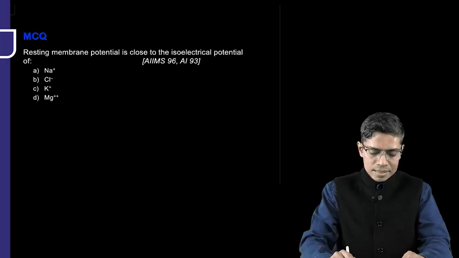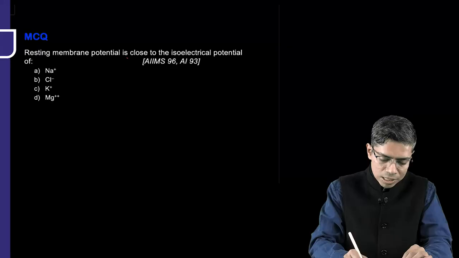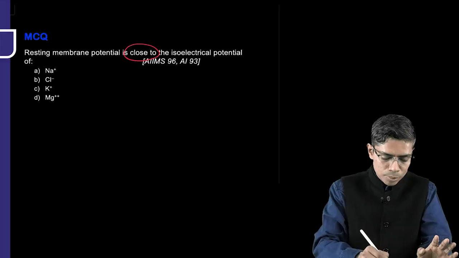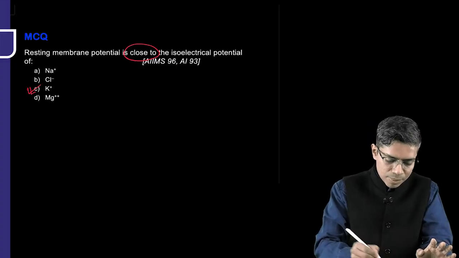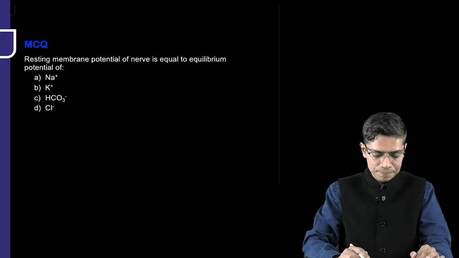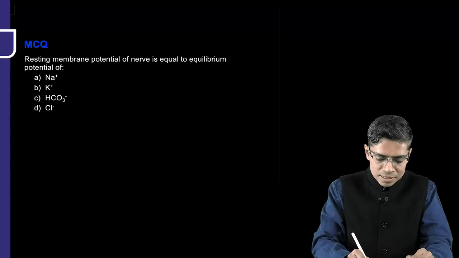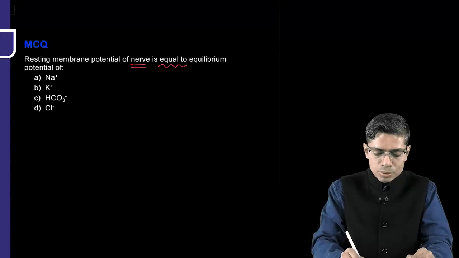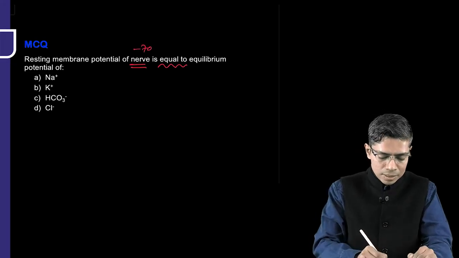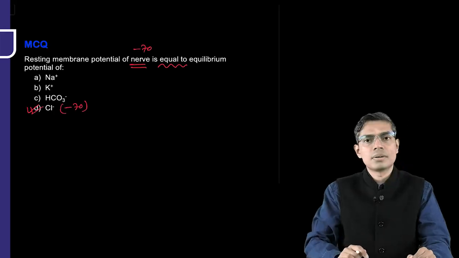Then second, resting membrane potential is close to, what they are asking, close to any cell, I'll put the answer as potassium, because they are asking the concept, that maximum permeability. Then resting membrane potential of nerve is equal to, now they are asking equal to, same to same, so minus 70, and chloride equilibrium potential is also minus 70, so here the answer is chloride.